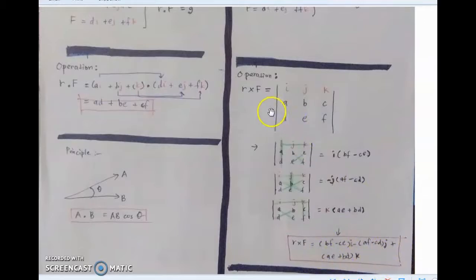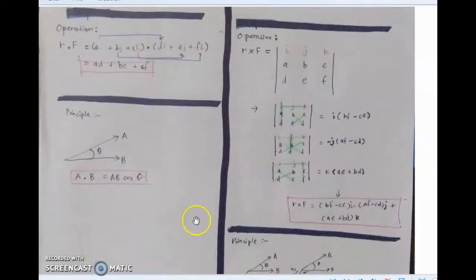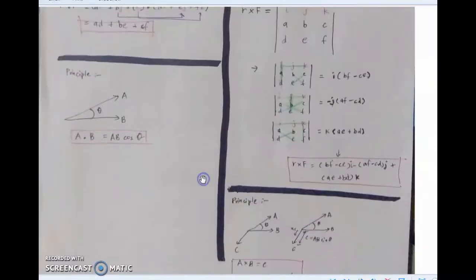So for the cross product, the answer will be in vector form, and for the dot product, the answer will be in scalar form. Okay, that is the difference between dot product and cross product, but both are methods for multiplication of two vectors, in this case vector r and vector F.